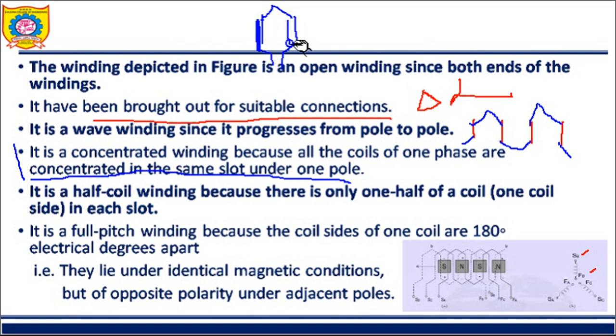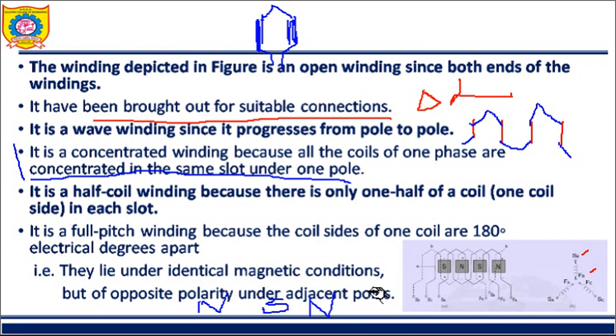This is a conductor by which we are making the coil. This is a coil. So it is a full pitch because all coils of one coil are 180 electrical degrees apart. That is, they lie under identical magnetic conditions but opposite polarity. Another meaning is, if the first is under the N pole, then the next should be under the S pole.